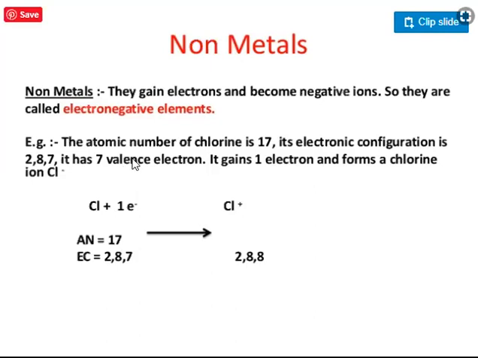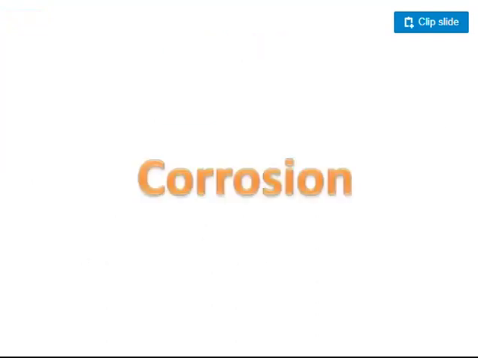As an example, we can take chlorine, whose atomic number is 17. That means it has 17 electrons. Now its electronic configuration is 2, 8, 7. Now it has 7 valence electrons, and to complete its octet it needs one more electron, which it gains and becomes electronegative. So non-metals form electronegative elements and metals form electropositive elements. This is how they react.